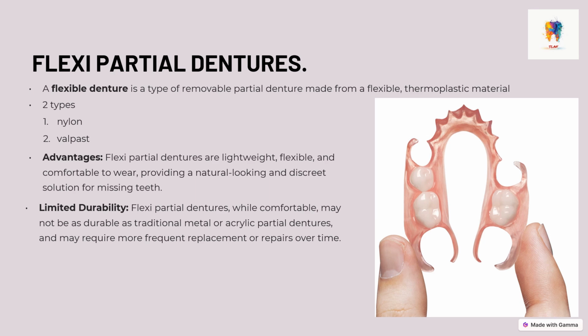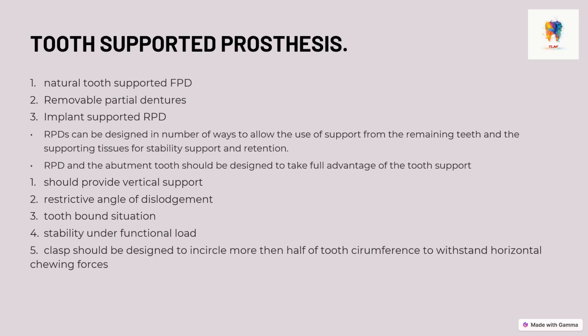So these were the three types of partial dentures based on material that we covered: acrylic, cast and flexi partial dentures. Now moving on to partial dentures classified on the basis of support, from where they are taking support. We have two types: the tooth supported prosthesis, and the tooth and tissue supported prosthesis. The tooth supported prosthesis takes its support entirely from the tooth. Natural tooth supported FPDs are present, and we have removable partial dentures and implant supported RPDs.